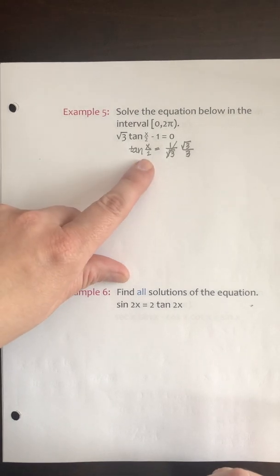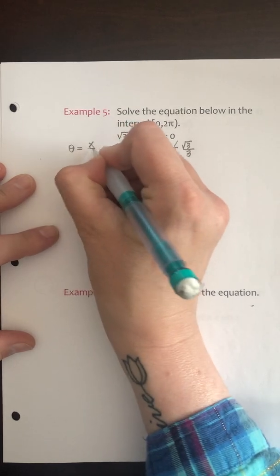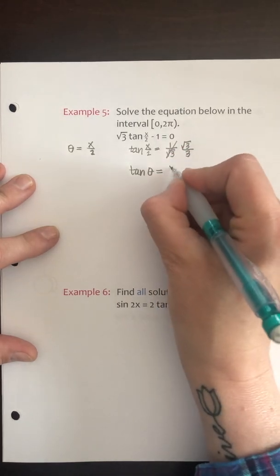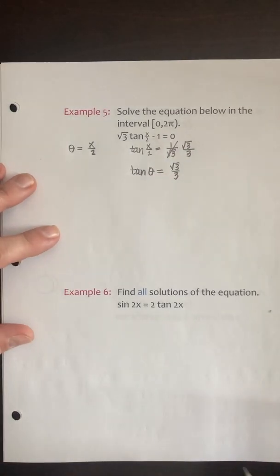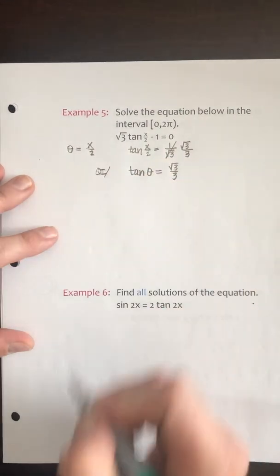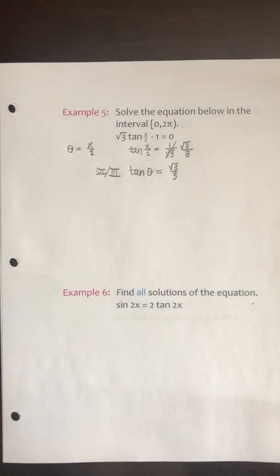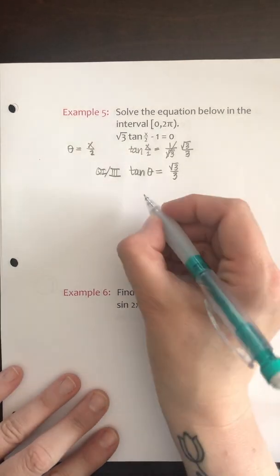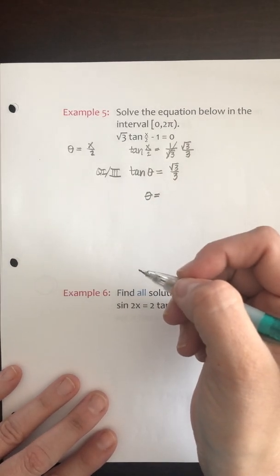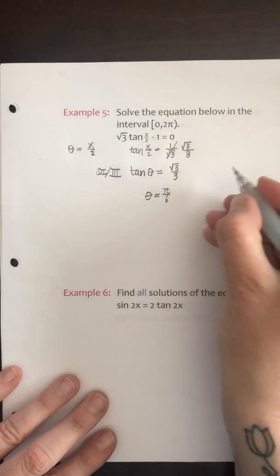Now notice here, again, you don't have just a regular x. So what I'm going to do real quick is I'm going to replace the x over 2 with a theta. So if I had tangent of theta equals the square root of 3 over 3, well, where could I be? I could be in quadrant 1 because everything's positive in quadrant 1. I could also be in quadrant 3 because tangent is positive in quadrant 3. So where does that occur? Well, in the unit circle, the quadrant 1 answer is going to be pi over 6.